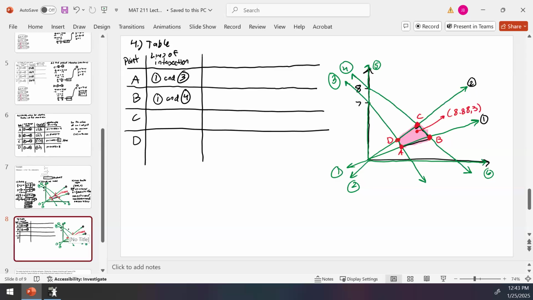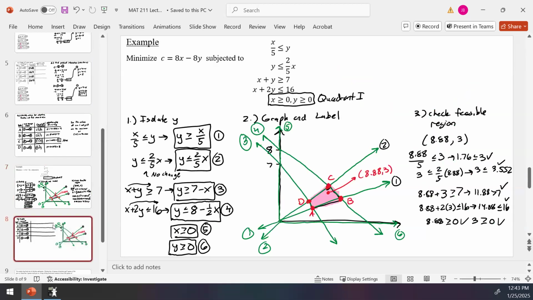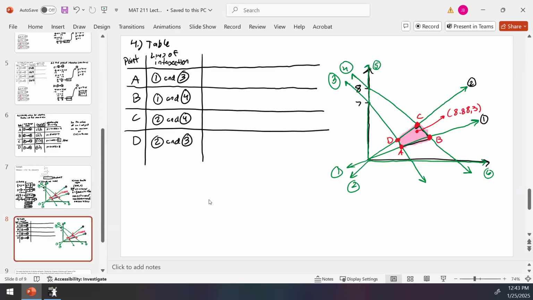For C, we have equation 2 and equation 4. So 2 and 4. And then for D, we have equation 2 and equation 3. So 2 and 3. Some people will write the equations in the table. I usually don't, just because sometimes it gets really cluttered. As long as I have the equations somewhere nicely, like right here, you don't need to do that. And then after that, you're going to want to include your x, y coordinate of intersection.